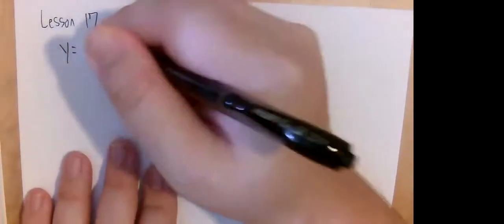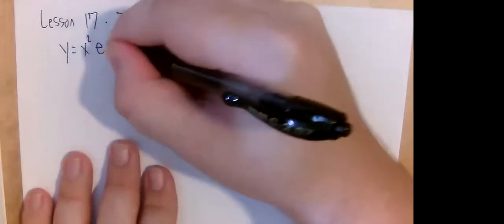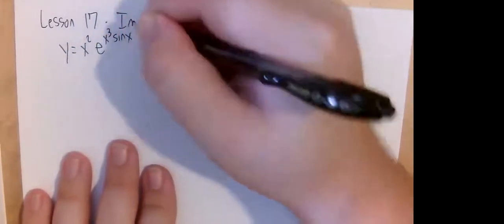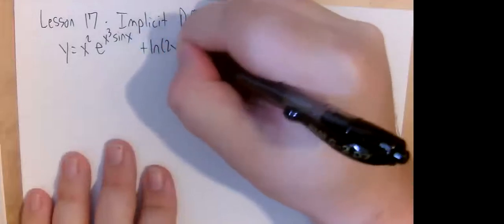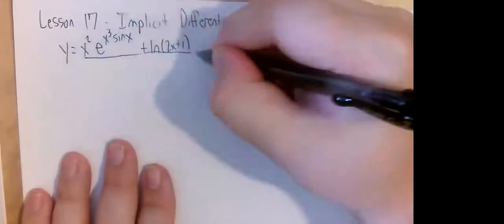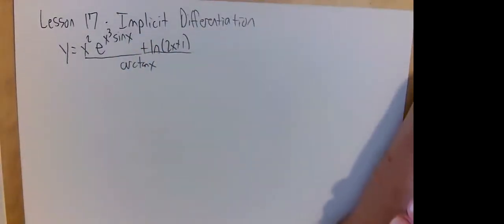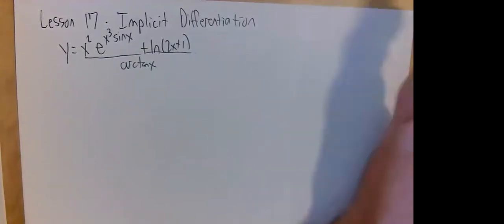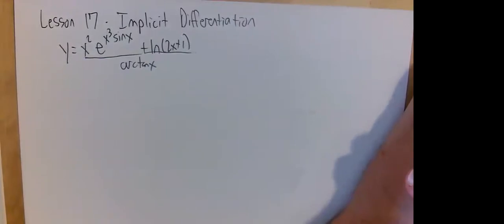So for example, I can make something look really complicated, like y equals, say, x squared e to the x cubed sine of x plus ln of 2x plus 1 over arctan of x. And in theory, we could take the derivative of this function. I mean, it would definitely take a little bit. We'd have to use the quotient rule, the chain rule, the product rule, rules for sines and inverse trig functions, rules for logs and exponentials. So we'd have to pull out all the stops for this one, but we could differentiate this if we needed to.